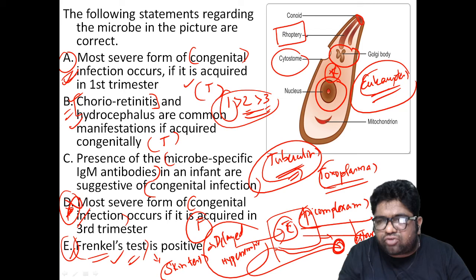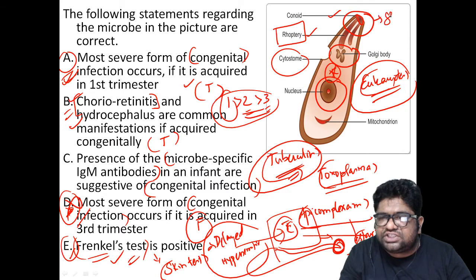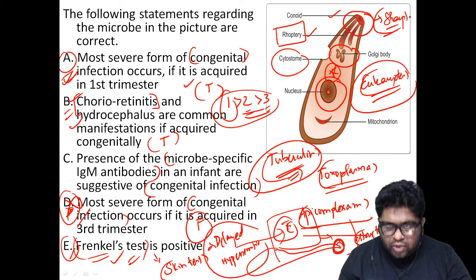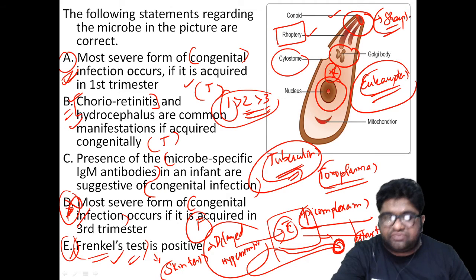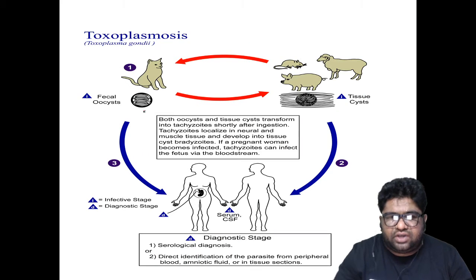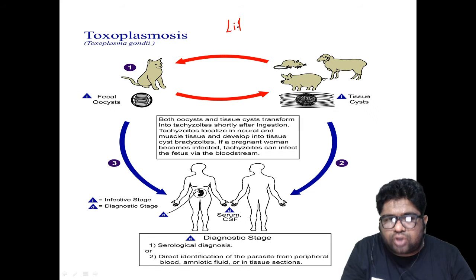This rhoptery is an elongation coming from the tip of the whole organism. With the help of the rhoptery and conoid, can you notice the surface here, which is sharp? This surface is sharp, because of which the organism can show invasiveness. Now look at this picture here. This is the life cycle of Toxoplasma gondii.